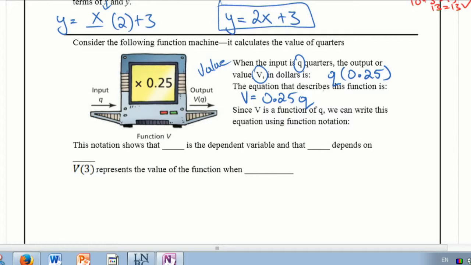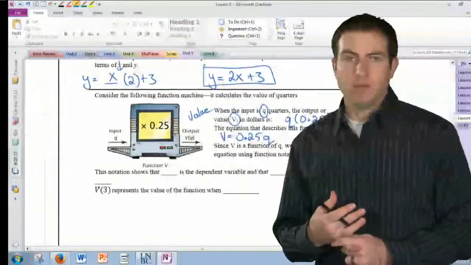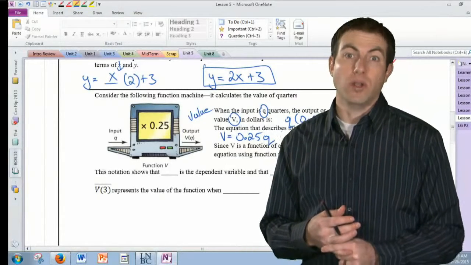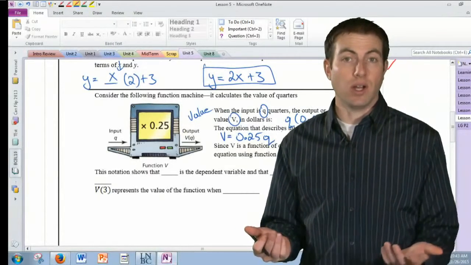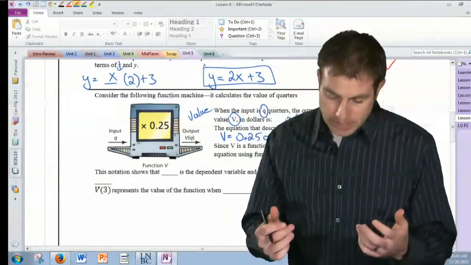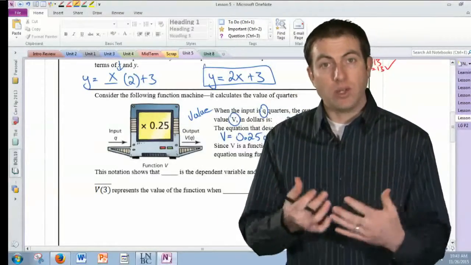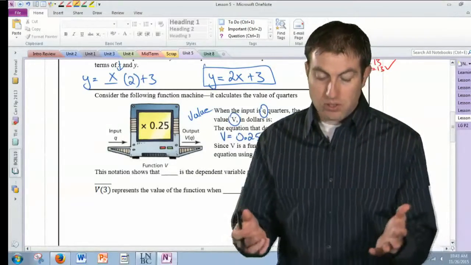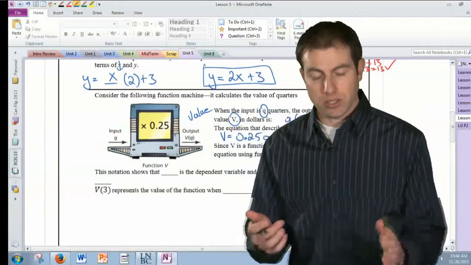So that equation works for any number of quarters. If I had 5 quarters, 5 times 0.25 is 1.25, so I have $1.25. That makes sense. Now, this is where this unit comes into play. Everything up to here makes sense. The only thing is we're just going to change how we write this value.